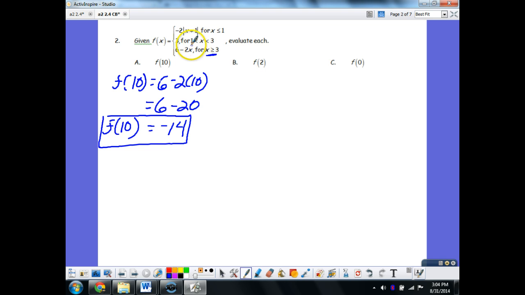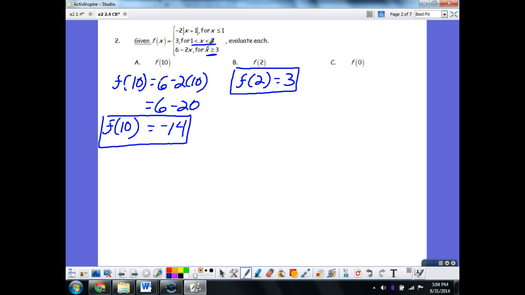Now 2 is between 1 and 3. So we're going to substitute it into the middle piece. Well, the middle piece has no x to substitute in for, so therefore f of 2 is equal to 3. Because for all x between 1 and 3, the value of the function is 3, no matter what.